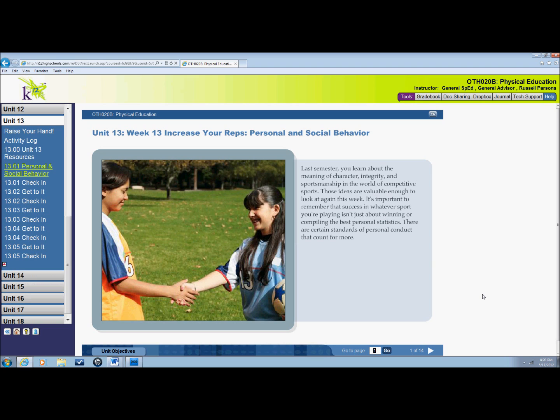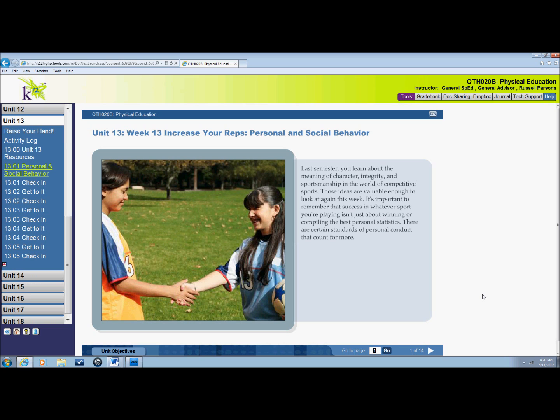So on the first screen of this unit lesson, the introduction basically says, last semester, you learned about the meaning of character, integrity, and sportsmanship in the world of competitive sports. Those ideas are valuable enough to look at again this week. It's important to remember that success in whatever sport you're playing isn't just about winning or compiling the best personal statistics. There are certain standards of personal conduct that count for more.